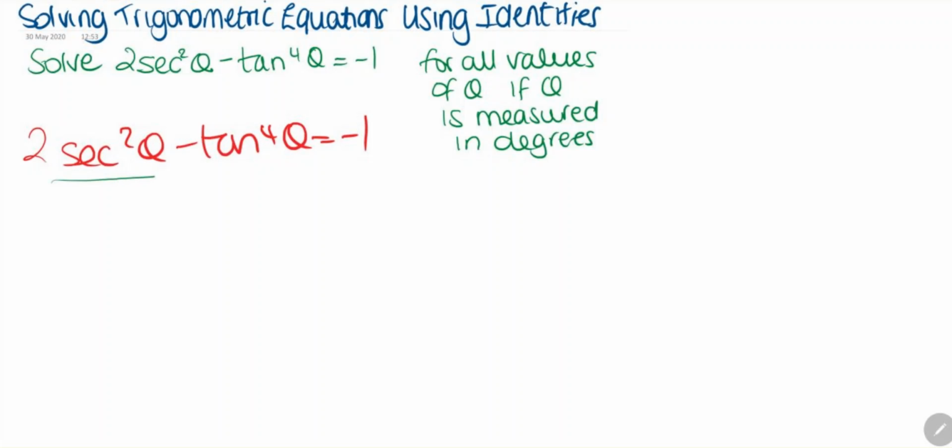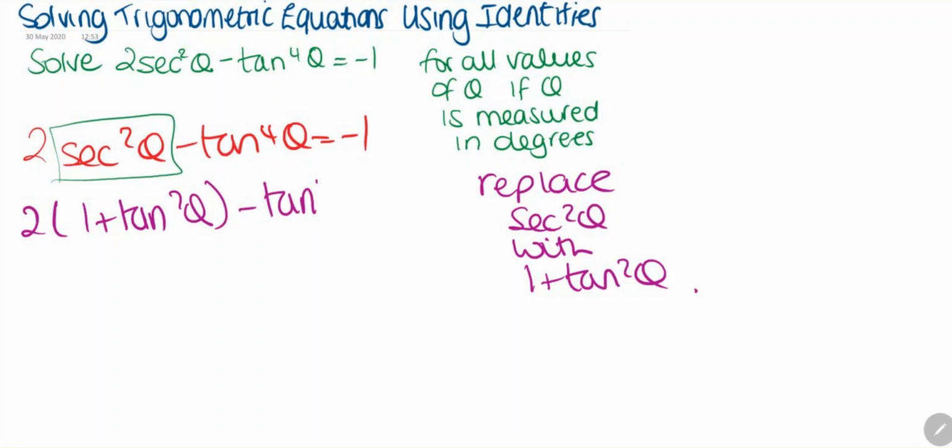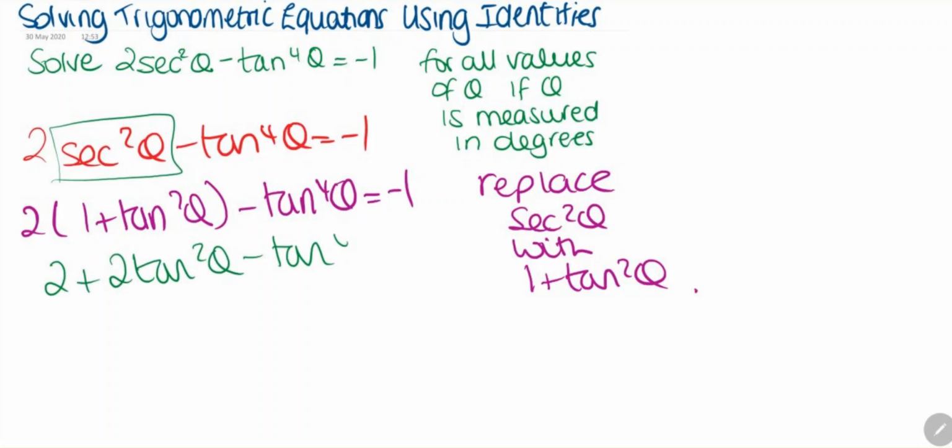Now I know that I have a secant squared theta, and I can replace this. So replace secant squared theta, and this is equal to 1 plus tan squared theta. So I'm left with 2 times (1 plus tan squared theta) minus tan to the 4th theta is minus 1. And I'm going to distribute, so I'm going to have 2 times 1 is 2, plus 2 tan squared theta minus tan to the 4th is minus 1.